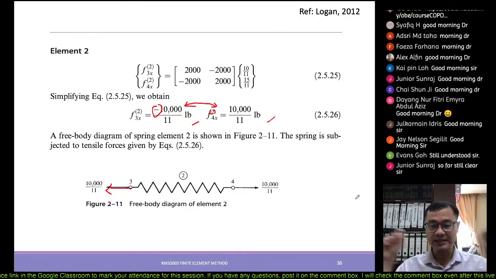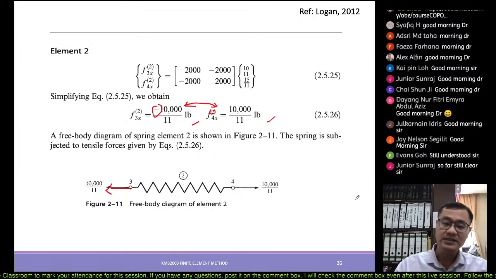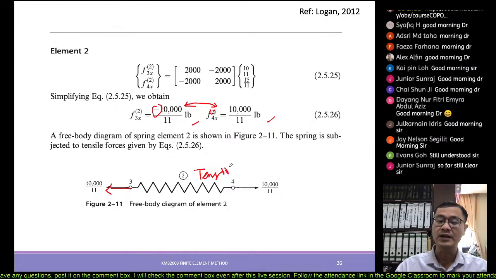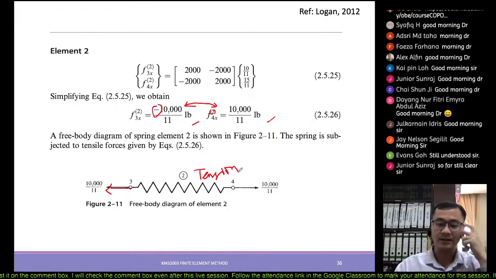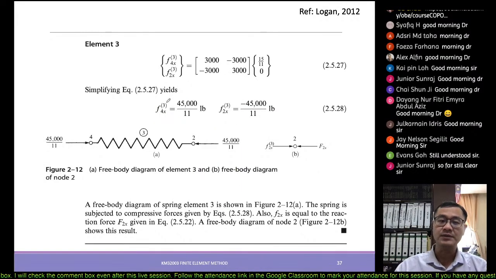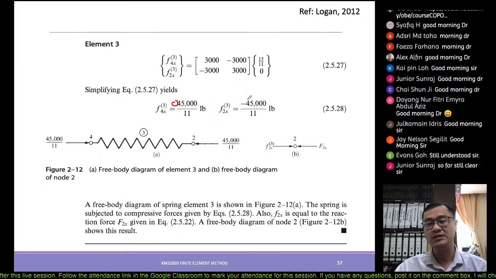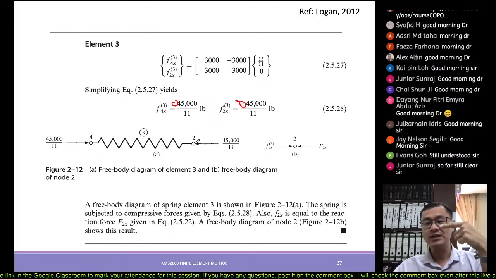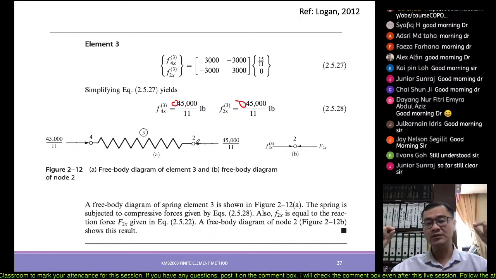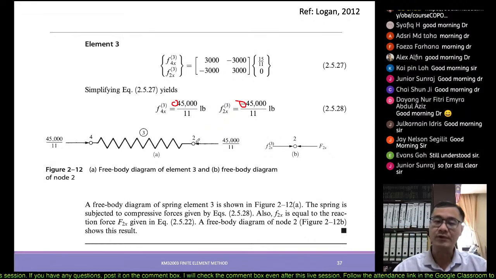So in this situation, this spring is undergoing tension, because you are pulling them apart. Then for element number 3, we continue, and we notice that element number 3 is positive, negative. So one force is going this way, the other force going this way. In this particular element, they are undergoing compression instead of tension.